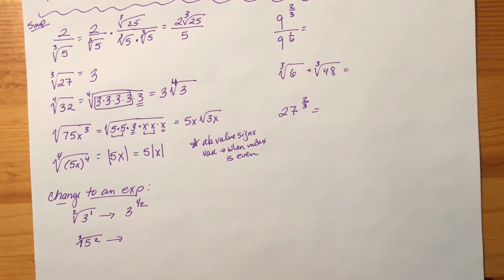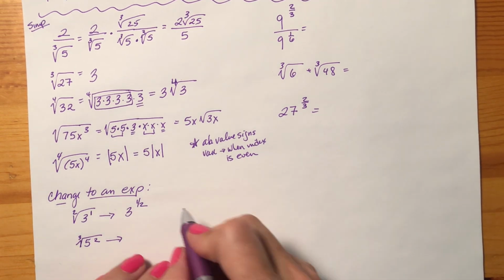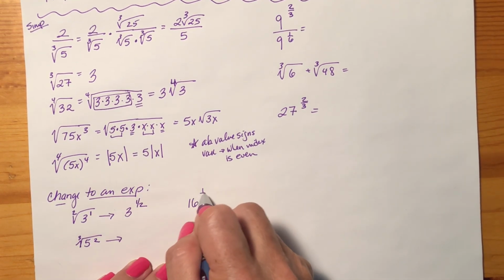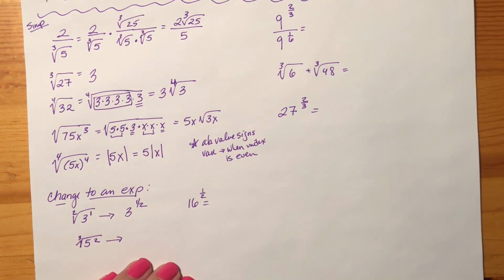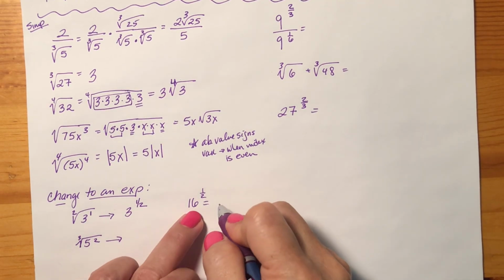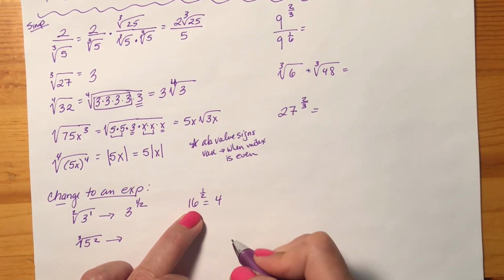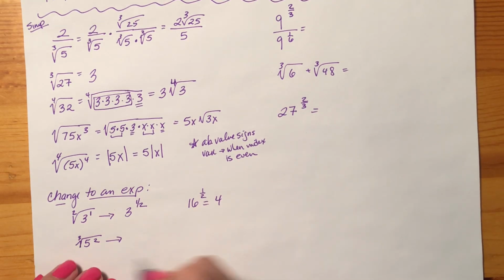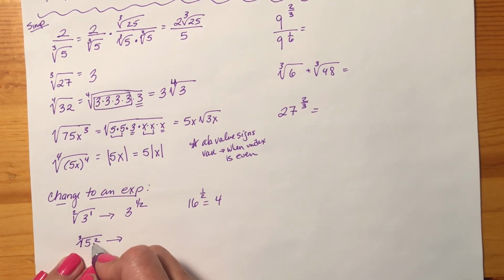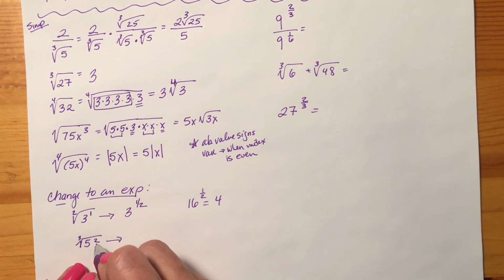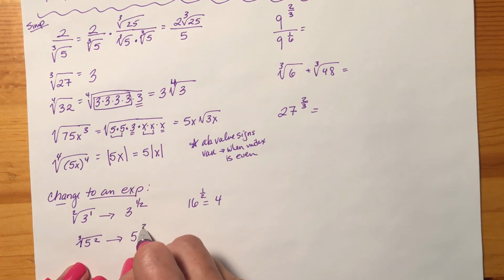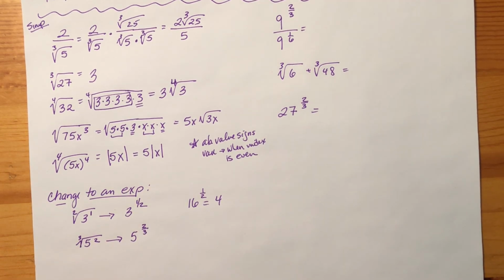Anytime you see something to the 1/2 power, I say to you, hey, what's 16 to the 1/2 power? You're thinking in your mind, what's the square root of 16? And you'll say that's 4. Over here, I've got 5 squared, and I'm taking the cube root of it. So power over root: 5 to the 2/3.